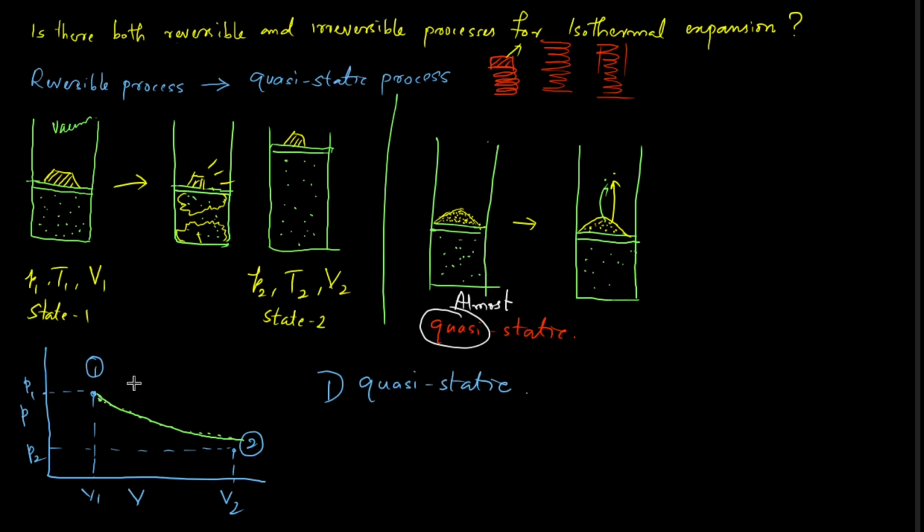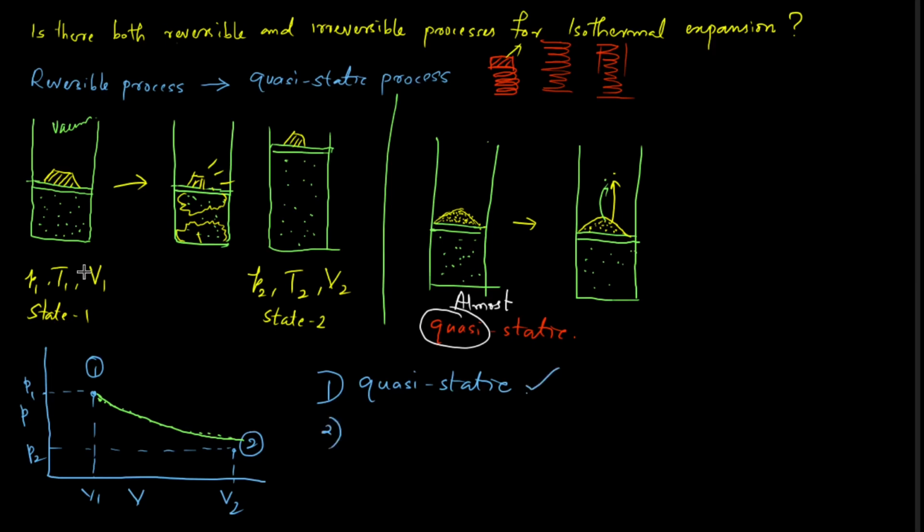If we want to represent a process in a PV diagram or PT diagram or any thermodynamic diagram, it should be quasi-static, otherwise we cannot represent it. For example, this type of process we cannot represent in a PV diagram. Only if the process is quasi-static can we represent it on a PV diagram, PT diagram, or any thermodynamic diagram. So that is one condition. It should be quasi-static.